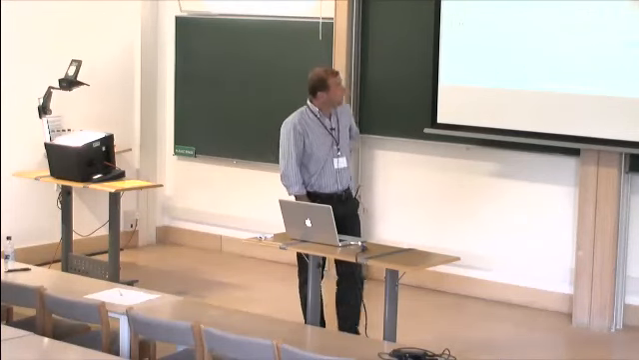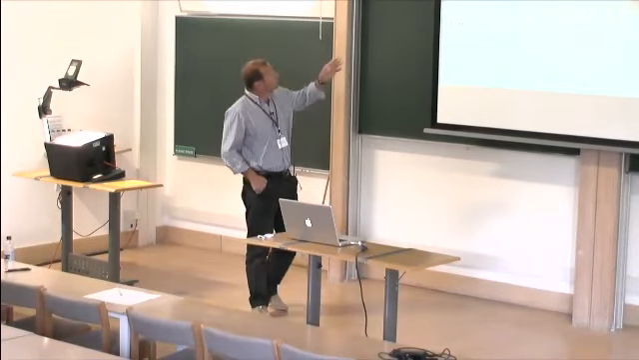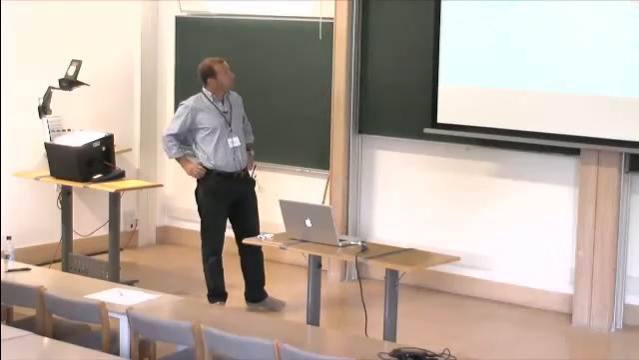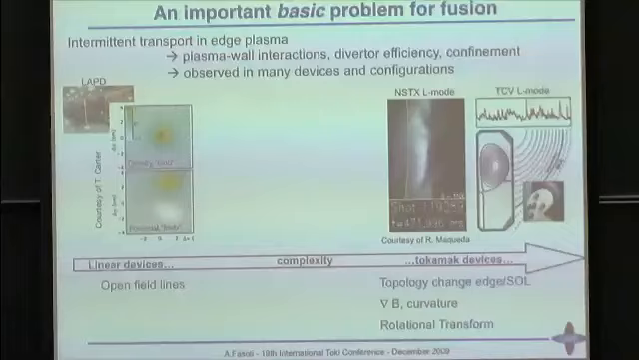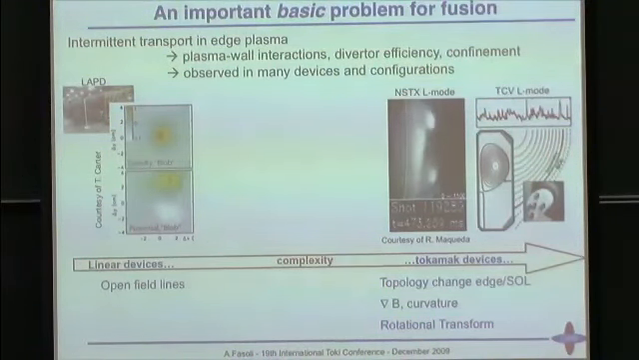Now here is a tribute to a previous speaker. Now we're looking at the intermittent transport in edge plasma, which is a very important basic problem for fusion. Of course, it determines interaction of the plasma with the wall. Might be one of the showstoppers for fusion, the efficiency of the divertor, and in turn the confinement, even in the core. And these intermittent events are observed in a number of devices and in a number of configurations, going from a linear device, which we just heard about, LAPD, to actual tokamaks.